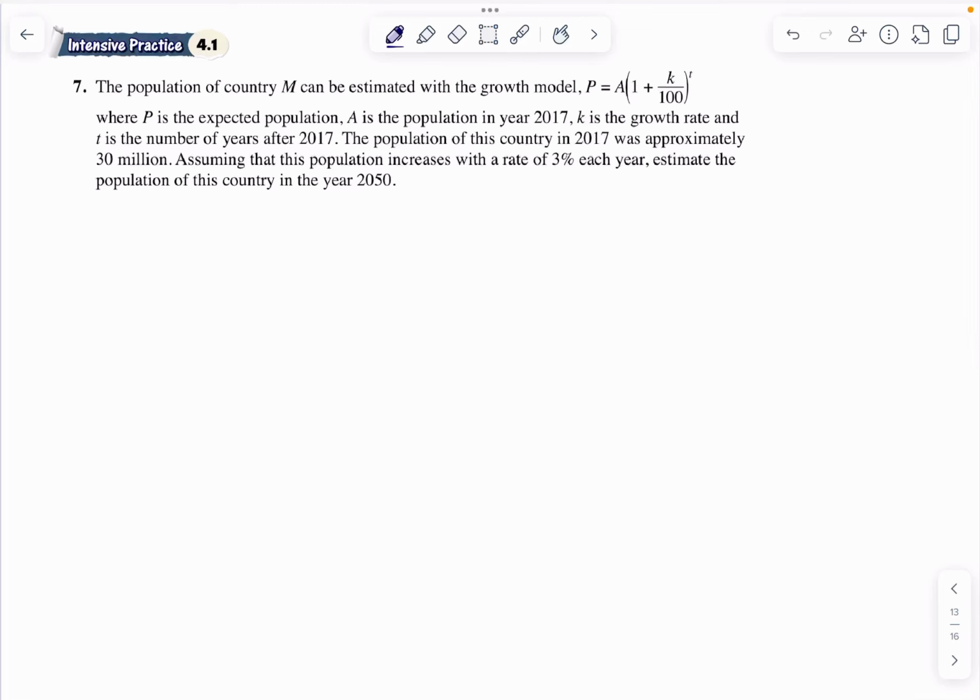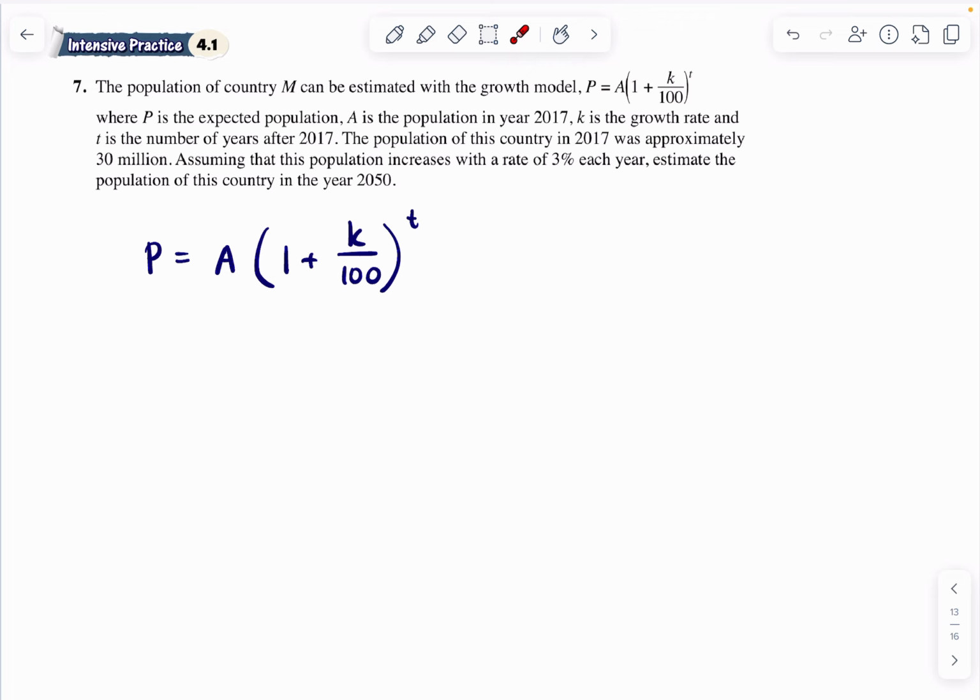Question 7. The population of country M can be estimated by this growth model. So the population is P equals A times (1 plus K over 100) to the power T, where P is the expected population. So we can find how much population is in the country using this formula.